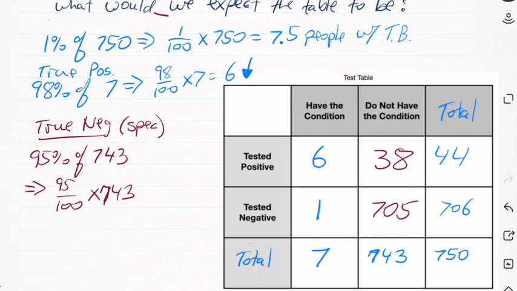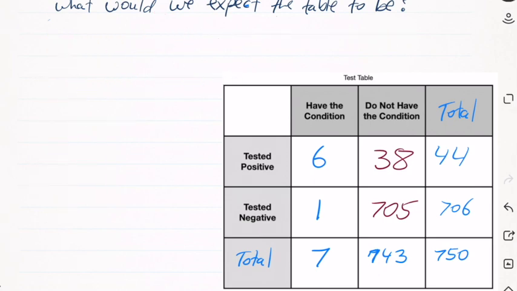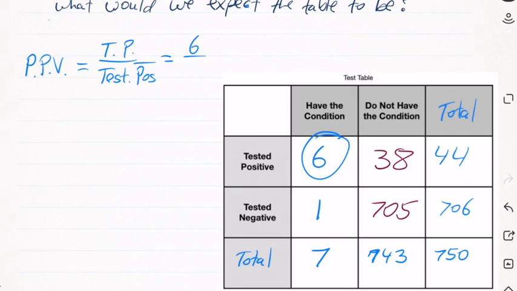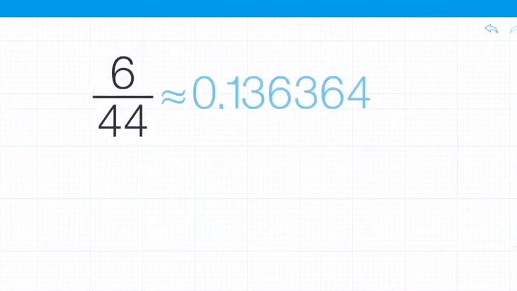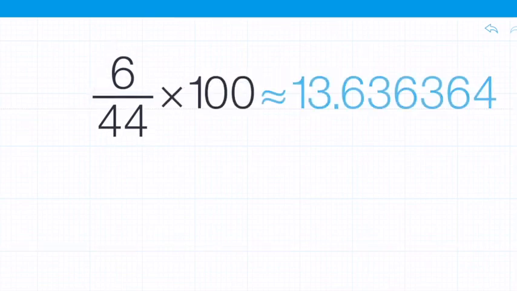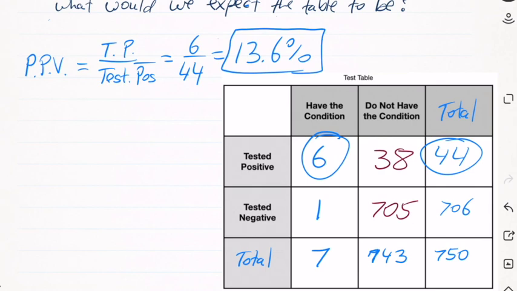All right, to do that, I'm going to erase a little bit to give myself some space. So PPV for this table is the true positives divided by tested positive. The true positives here are 6, and the tested positives here are 44. So this is equal to 6 divided by 44 times 100, 13.6%. So the positive predictive value is extremely low.